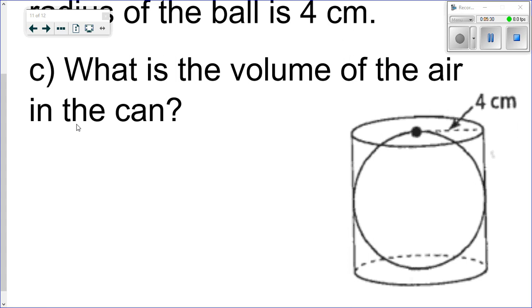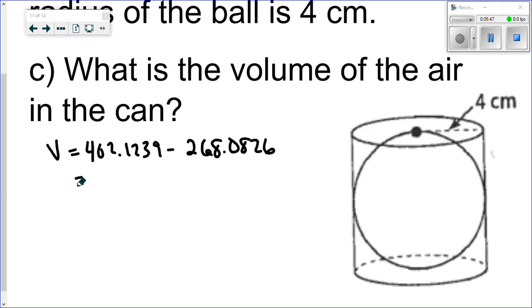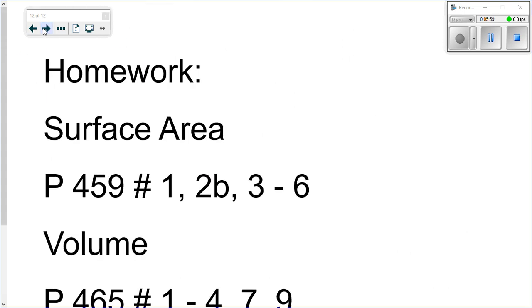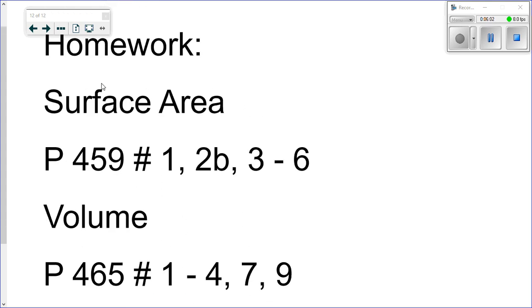All right, and what is the volume of the air in the can? So we're looking for the space that's left over. So we take the volume of the can minus the volume of the ball, and we get the volume of air that you can breathe. Breathe, my little friend, breathe. And that's it. You have successfully finished yet another unit, and there was much rejoicing.